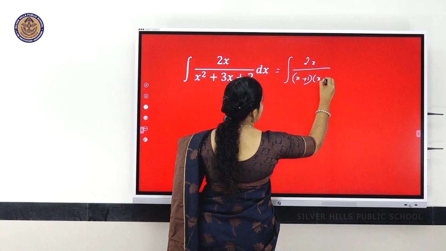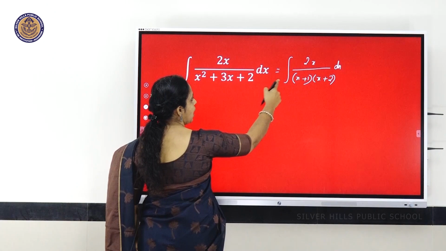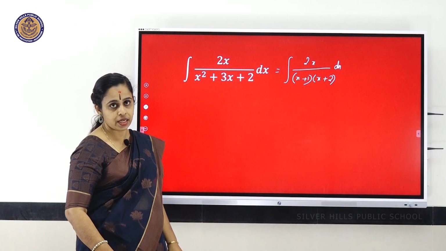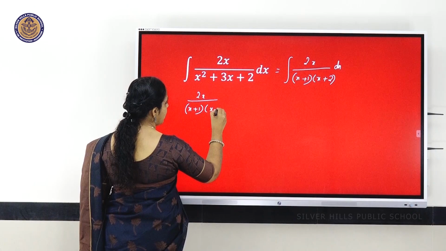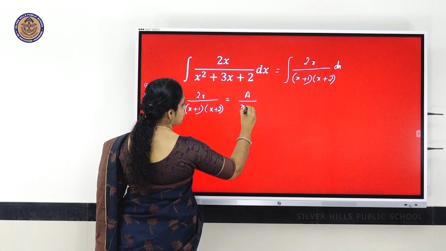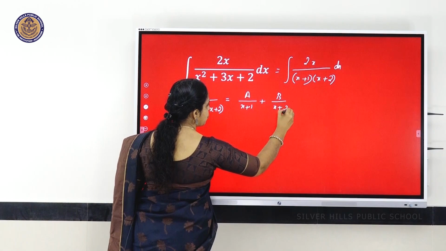The sum of 1 and 2 is 3 and the product is 2. We will make it into factors and we are getting accordingly. Now we will take the integrand and simplify. 2x divided by (x plus 1) into (x plus 2) equal to a divided by the first factor x plus 1, plus b divided by the second factor x plus 2.